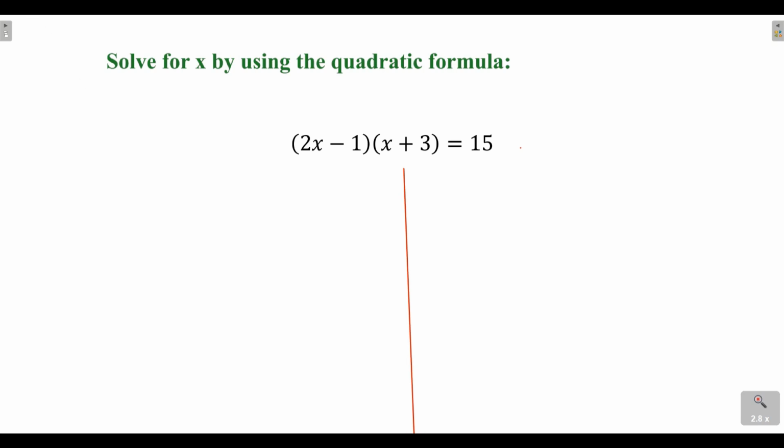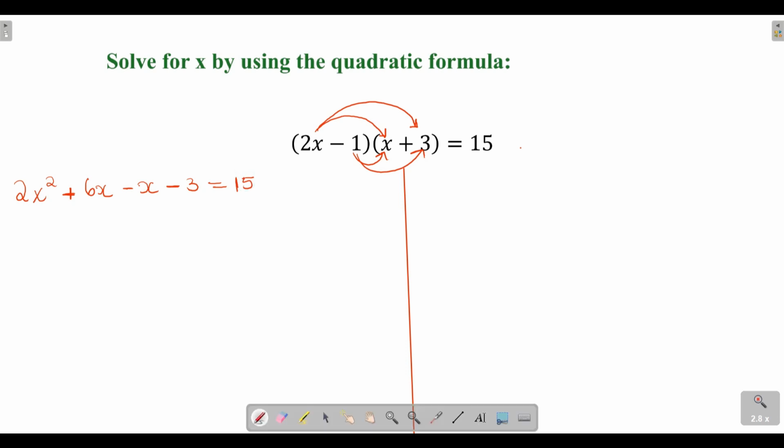I'm just going to divide our page so that I just write on one page. From here, what do we see? 2x multiplied by x is going to give us 2x squared. 2x multiplied by a positive 3 will give us a positive 6x. Negative 1 multiplied by x is going to give us a negative x. Negative 1 multiplied by positive 3 is negative 3. That is equal to 15.